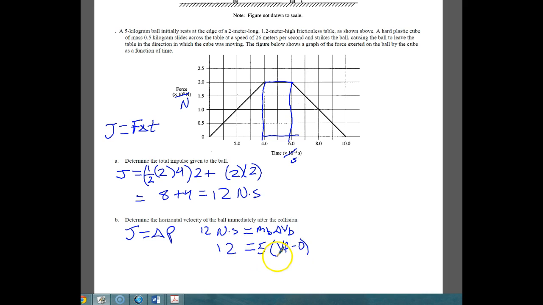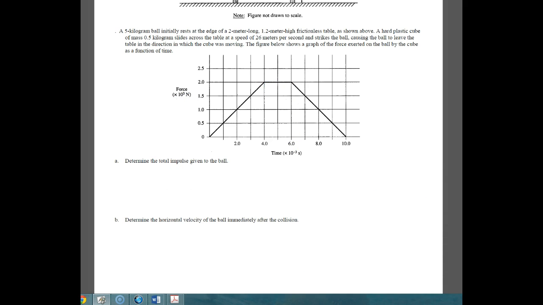So go ahead and put our 12 in here. At this point, you should be able to do your math and come up with the correct answer. Your correct answer for the final velocity of B should be 2.4 meters per second. And that is the second part of the problem, letter B. Let's take a look at letter C.